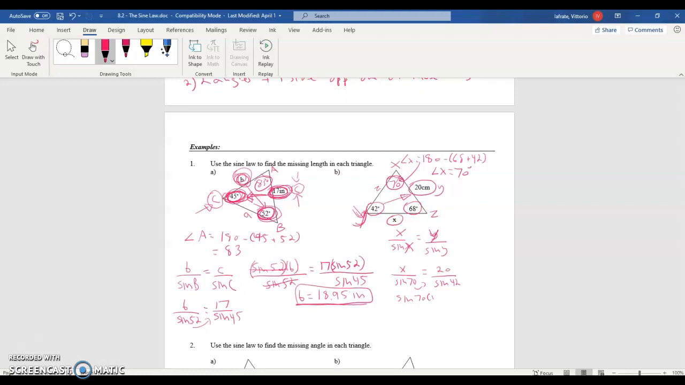So sine 70 times x over sine 70 is equal to 20 times sine 70 over sine 42. The sine 70s cancel out, and so we get x is equal to, so do your sine, and it has to be degrees mode again, 70 equals, divided by sine 42 equals, then times 20, and we get, if we want to round to two decimal places, 20.09.